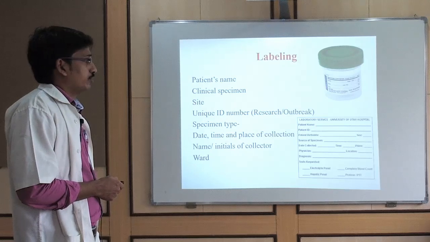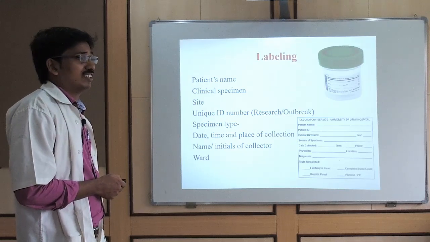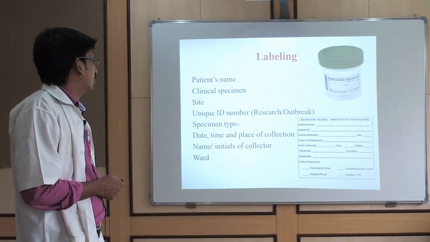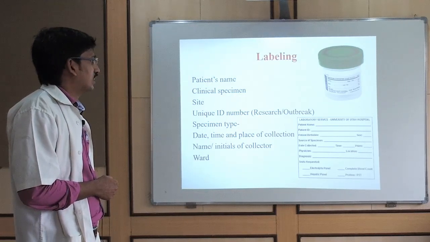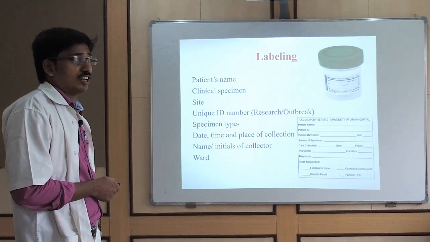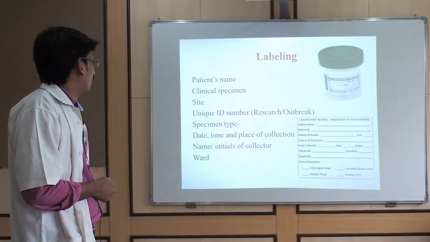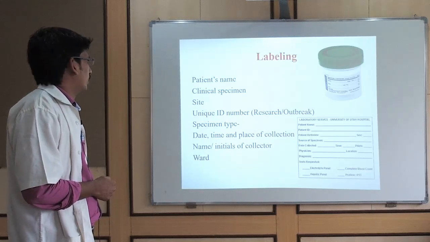Then write the clinical specimen. What type of clinical specimen? Whether it is a blood sample, a urine sample, or a pus sample, you should mention it clearly. Then the site, where you take the sample, whether from the left hand or right hand, or left leg or right leg, you should mention properly.